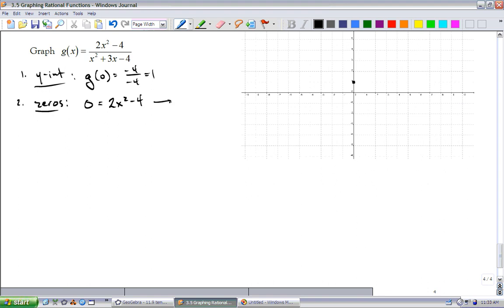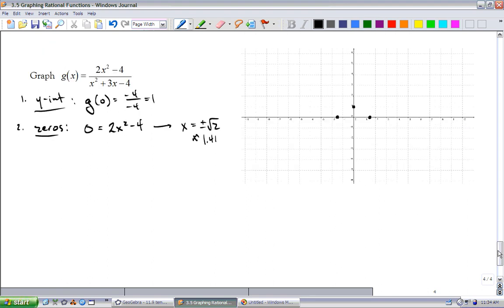If I do that and I solve properly here, I'll get x equals plus or minus the square root of 2, which is approximately 1.41. So we're going to put that in right here and right here. There are my only two zeros. The graph cannot cross the x-axis anywhere else. Okay? Those are the only two places.